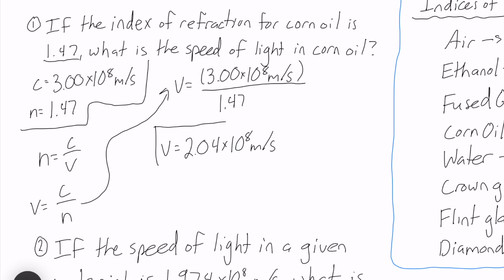Now let's just think about that number really quickly, see if it makes sense. This number here, so 2.04 times 10 to the 8 meters per second, it is less than our speed of light in a vacuum, which should be correct. Okay, so I like this answer. We can move on to example 2.